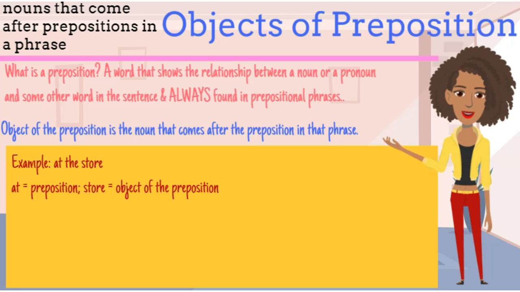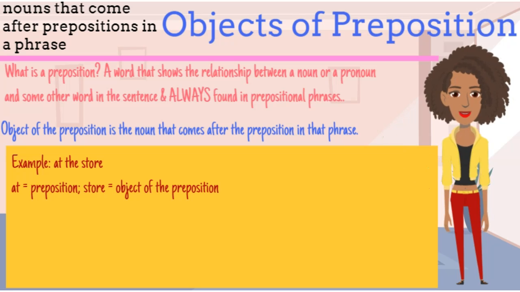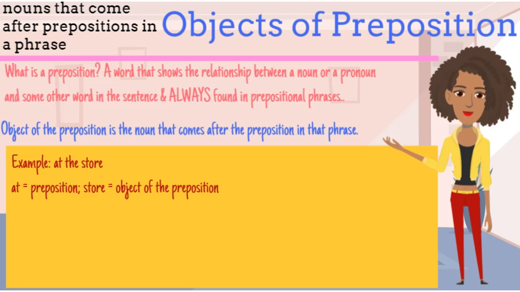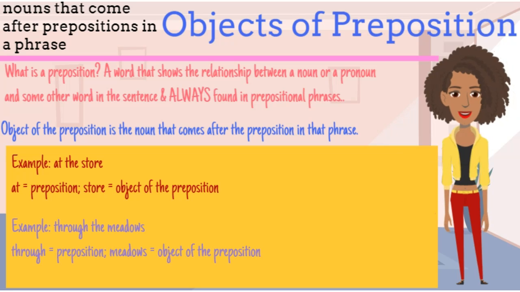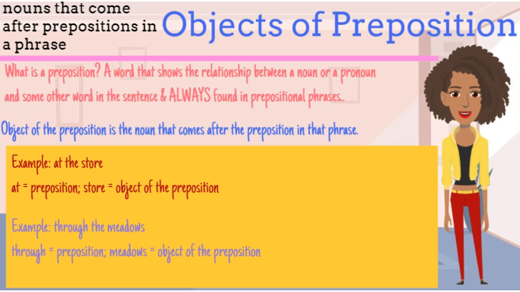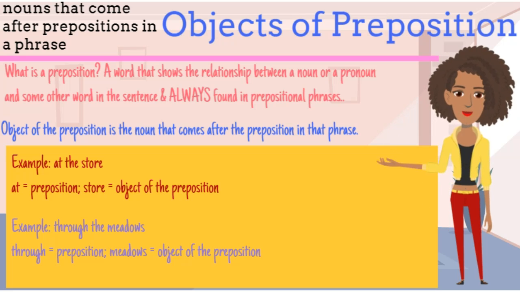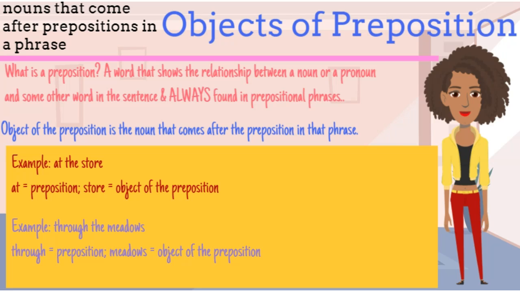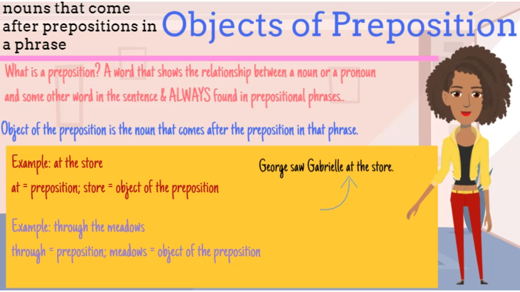The first example is at the store. At is the preposition, and store is the object of the preposition. The second example is through the meadows. Through is the preposition, and meadows is the object of the preposition. Now let's look at these prepositional phrases in an actual sentence.